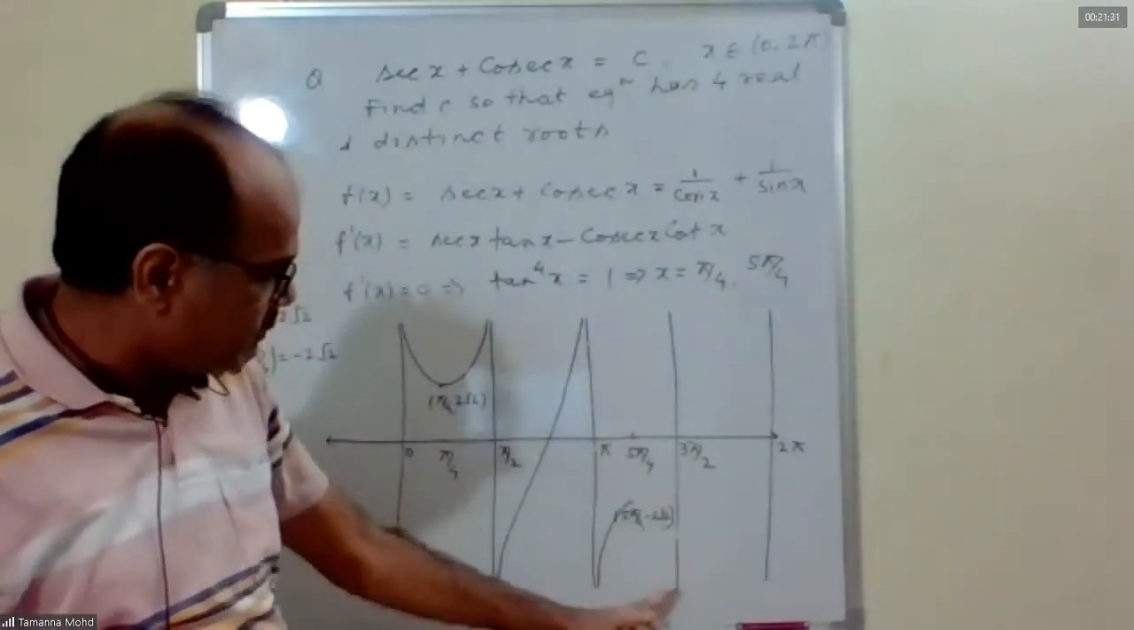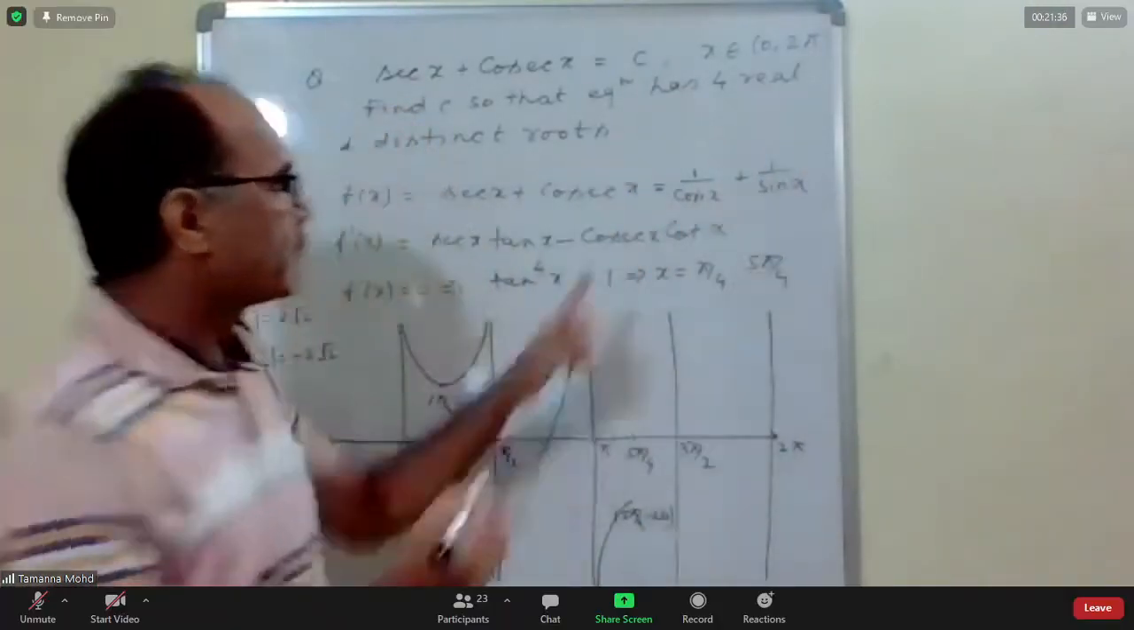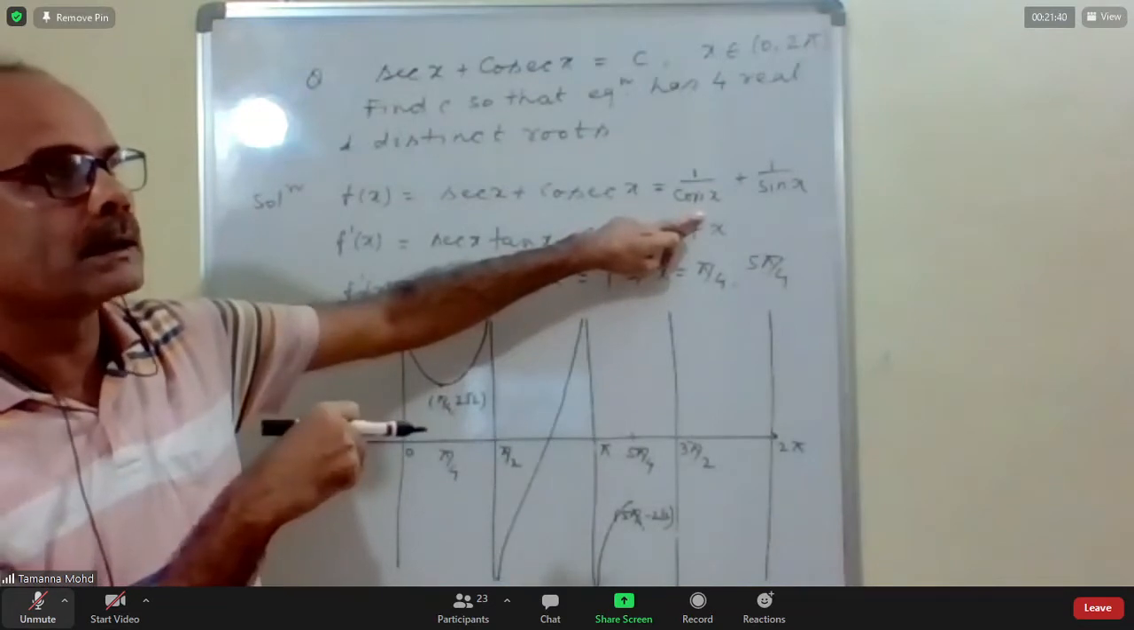Three pi by 2 minus. This is finite. At 3 pi by 2 minus, first, second, third quadrant, negative, so minus infinity.